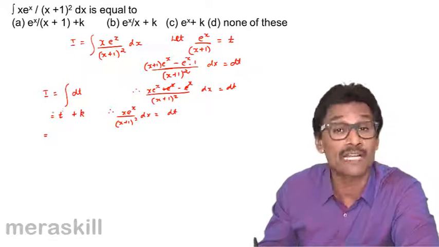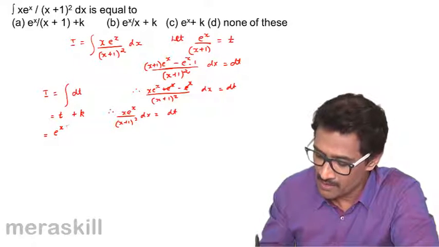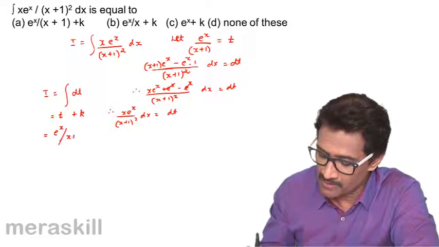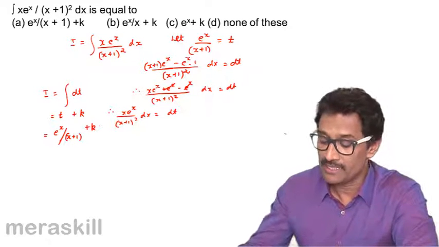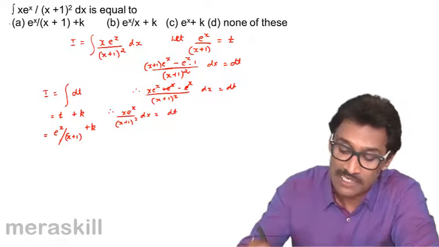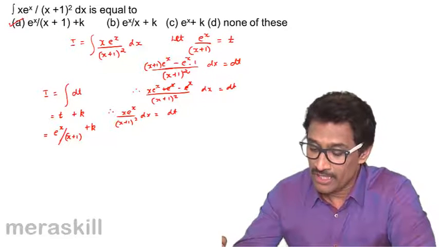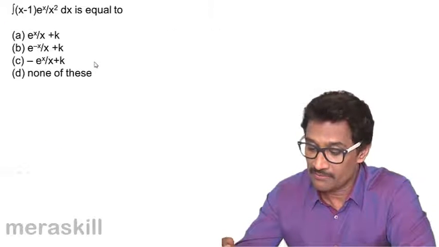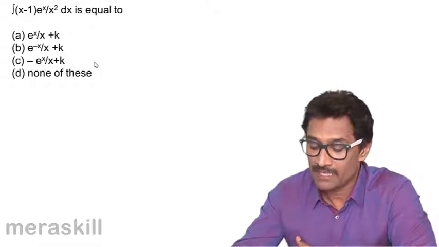Now it's here that we need the substitution. T is nothing but e raised to x upon x plus 1 plus k. So it's going to be e raised to x upon x plus 1 plus k. That is option number A. Okay, let's check whether it's valid. Okay, fine.